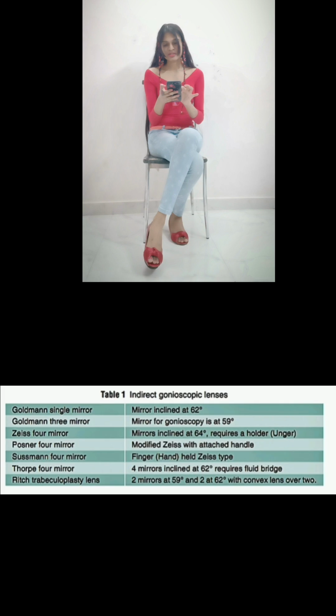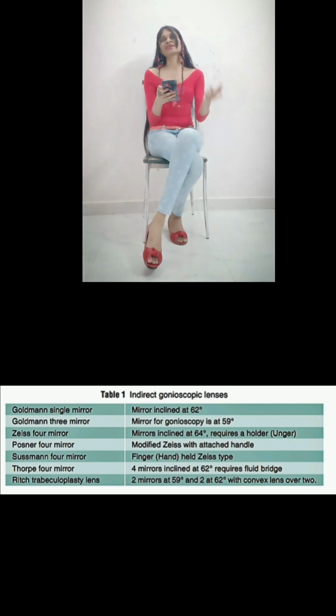Now table 1, indirect gonioscopic lenses. Goldmann single mirror, mirror inclined at 62 degree. Goldmann 3 mirror, mirror for gonioscopy is at 59 degree. Zeiss 4 mirror, mirrors inclined at 64 degree, requires a holder, Unja. Posner 4 mirror, modified Zeiss with attached handle. Sussman 4 mirror, finger handheld Zeiss type. Thorpe 4 mirror, 4 mirrors inclined at 62 degrees, requires fluid bridge. Ritch trabeculoplasty lens, 2 mirrors at 59 degree and 2 at 62 degree with convex lens over 2.